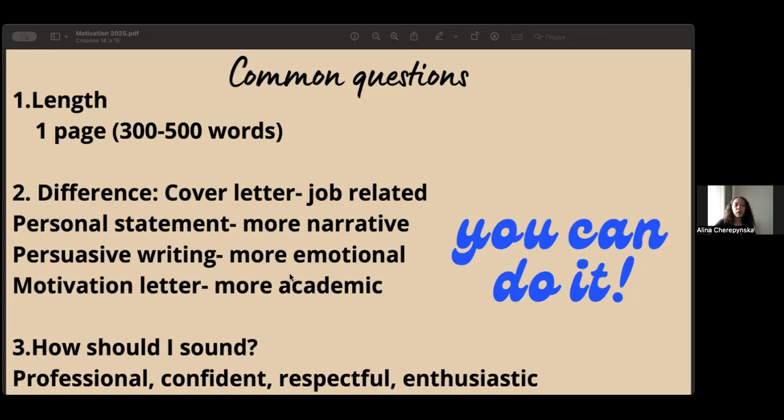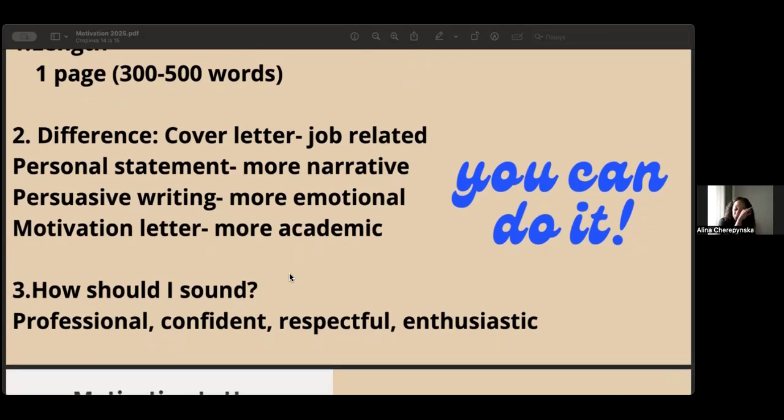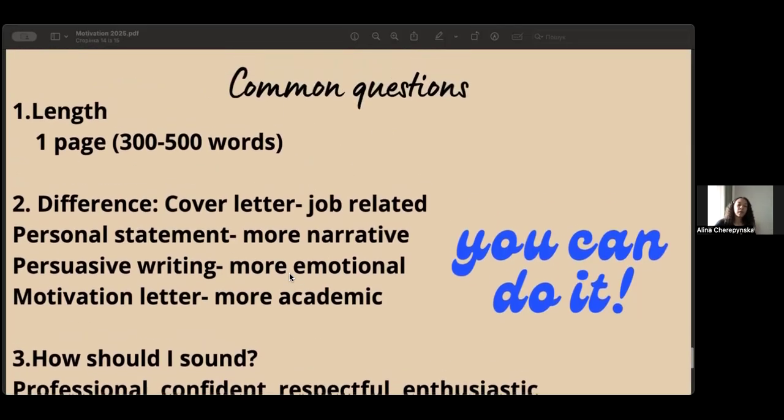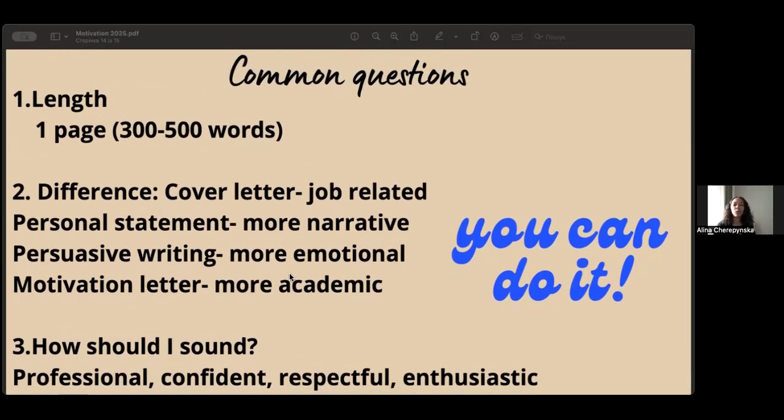Question number 3, how should I sound? So you need to be professional, you need to be confident, you need to be respectful, you need to be enthusiastic, you need to show your desire, you need to finally identify your motivation to be here or to study here. My favorite question, I skipped it on the slide, but let's discuss it face to face.